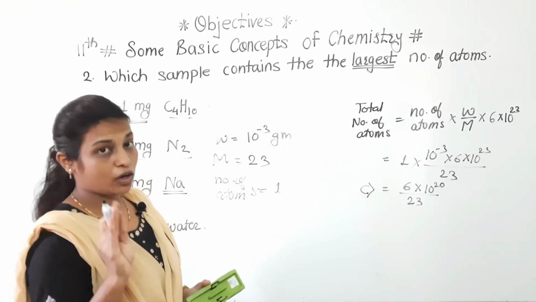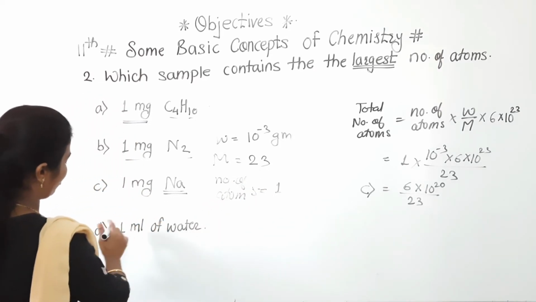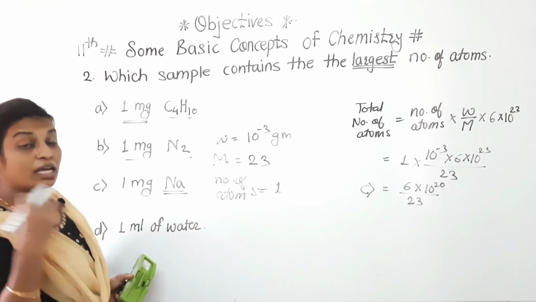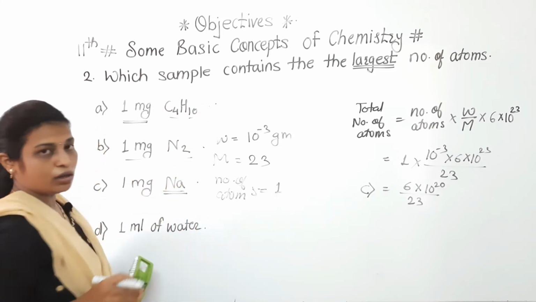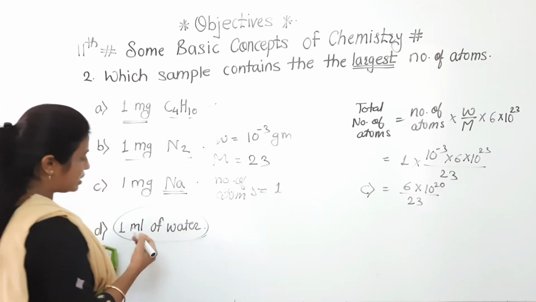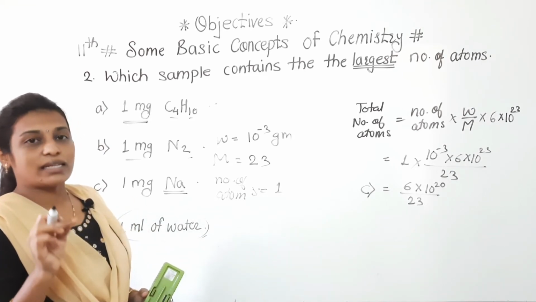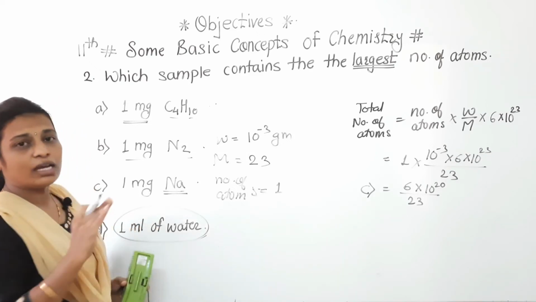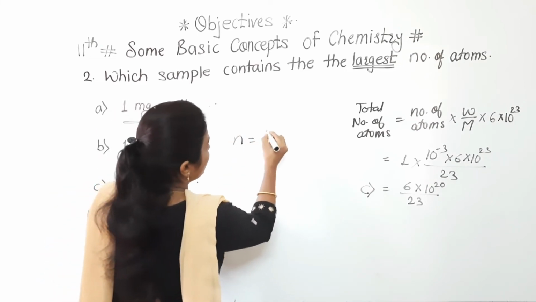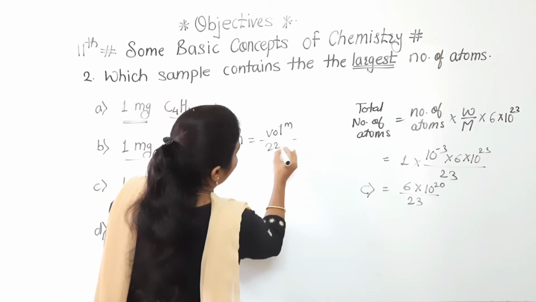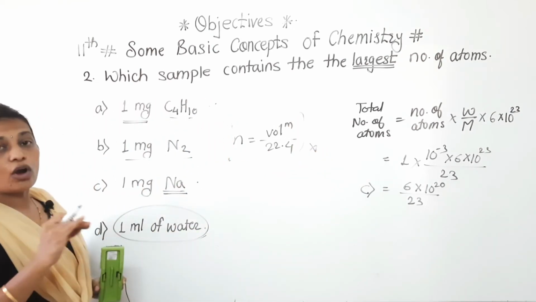When you are calculating, you can observe this final answer also. And option D is 1 ml of water. Now see one important point in this objective. You can calculate by using a calculator also, but here something is different. What is that? Here the volume of the water is given, but it is not at STP, that is standard temperature and pressure. So we can't use that formula. Which formula? For the number of moles, volume divided by 22.4. This formula we cannot use because the volume is not given at STP.